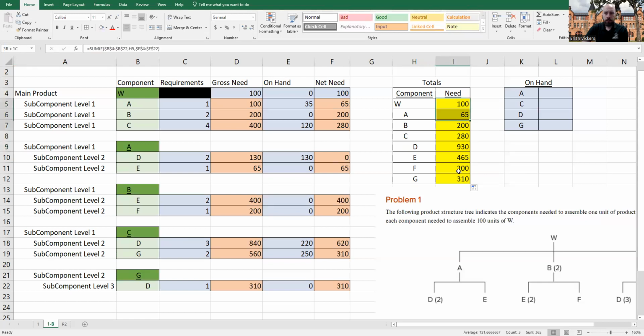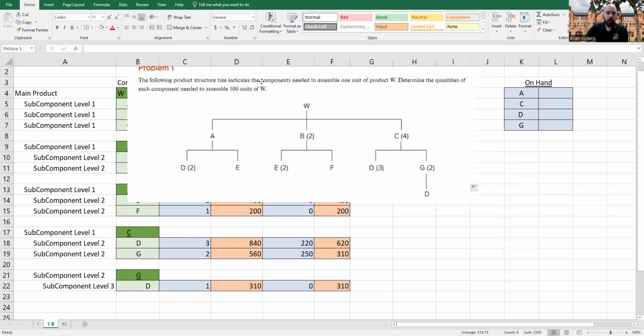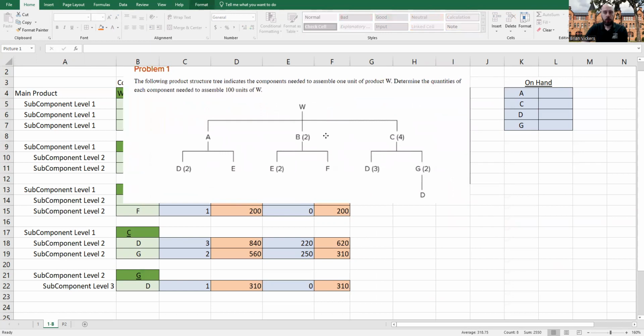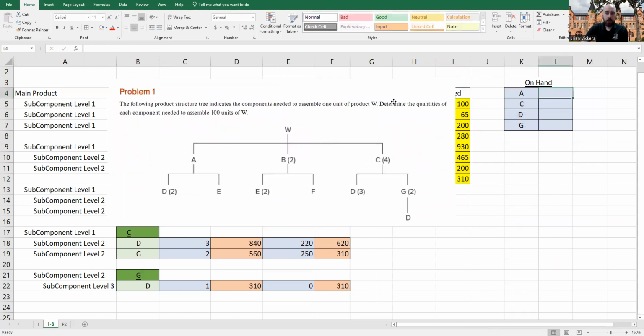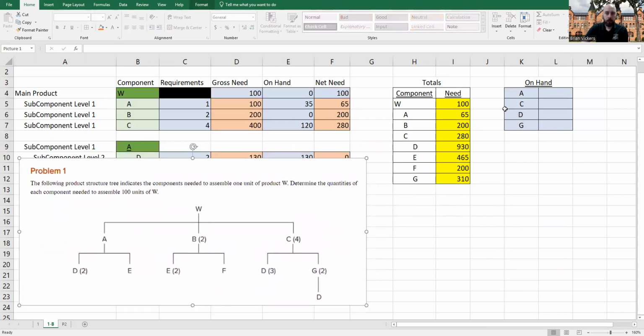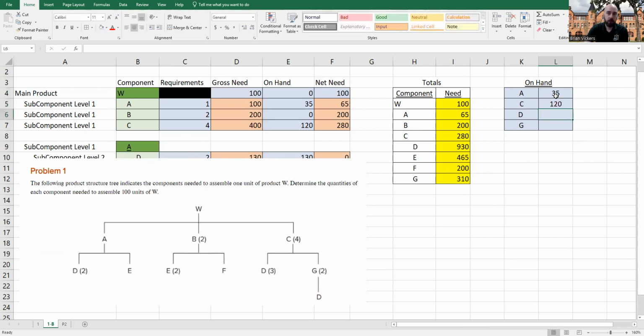So yeah, that's that. And how would we do that by hand though? All right. So let's do the same problem, but by hand, and I'll go ahead and write in the amount we have on hand over here. We have 35 of those, 120 of those, 350 of those, and 250 of those.